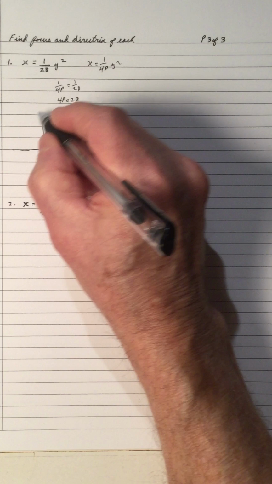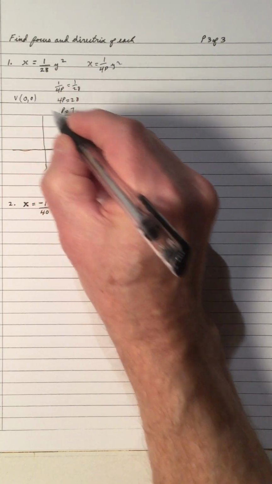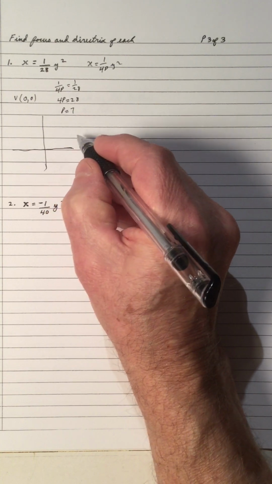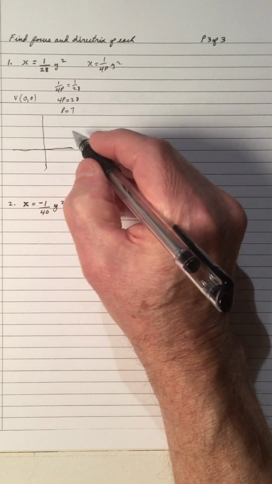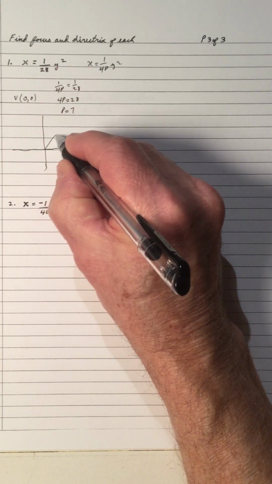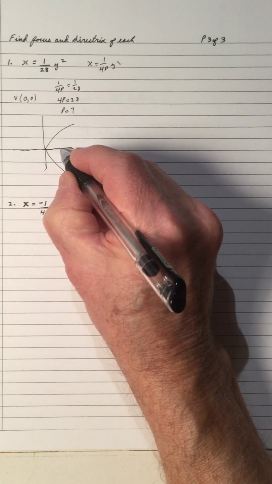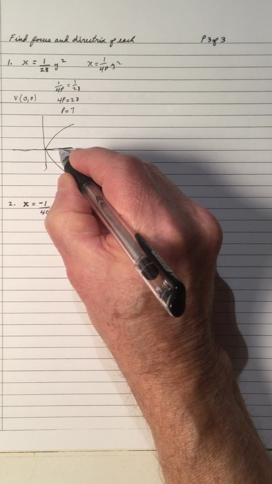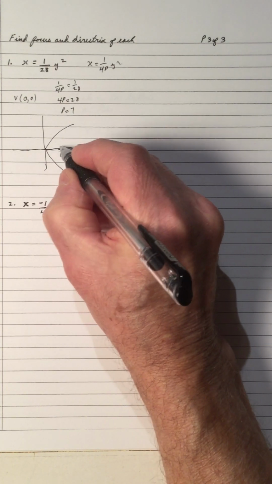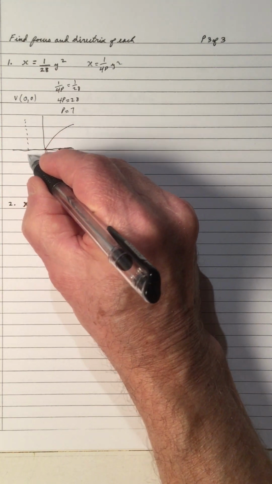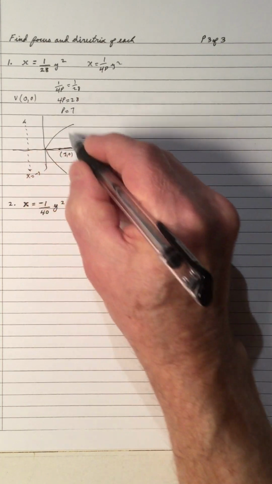So if you draw a picture, we have the equation. The vertex of the parabola is, if x is 0, y is 0, so the vertex is 0, 0. And because it's x equals y squared, it opens to the left or right. It's positive, so it opens this way. So p is 7, so the focus is on this axis of symmetry. So this point right here is x is 7, 0. And the directrix is on the other side, equal distance away. So that's x equals negative 7.